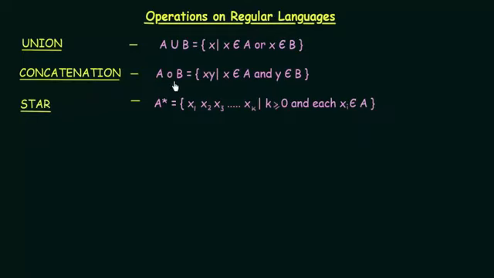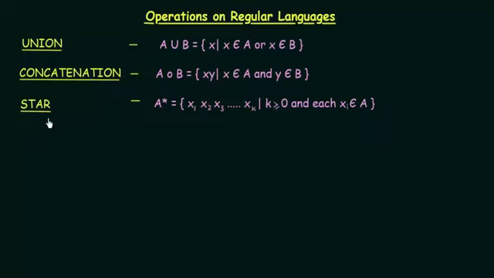Okay, that is union. Coming to the next one, that is concatenation. A concatenation B. Concatenation is denoted by this small circle and it is equal to xy such that x belongs to A and y belongs to B. This basically means joining two symbols together. When you join two or more strings or symbols together, that is what we mean by concatenation. Suppose you have x, which is an element of A, and y, which is an element of B, and you join them together like this, xy.